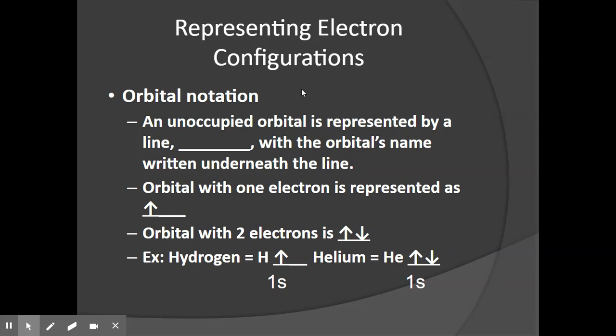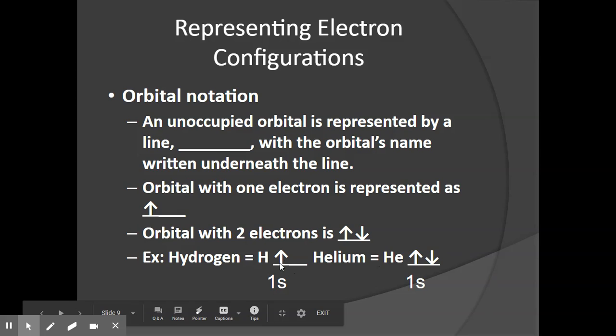Sometimes we can also show electron configurations with what's called orbital notation, and that is where you draw a line and write the orbital name underneath, so the principal number and the letter, and then you use arrows to show the electrons. With the Pauli exclusion principle, when we're filling electrons into the same orbital, if we've got two occupying the same orbital, the arrows are drawn opposite each other to indicate opposite spins.